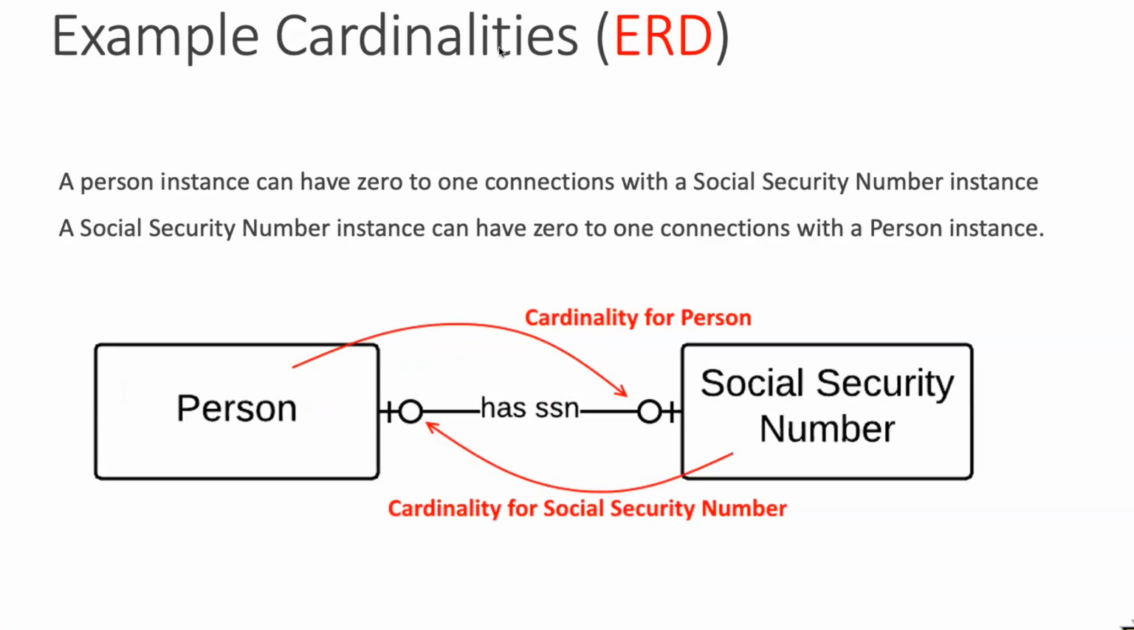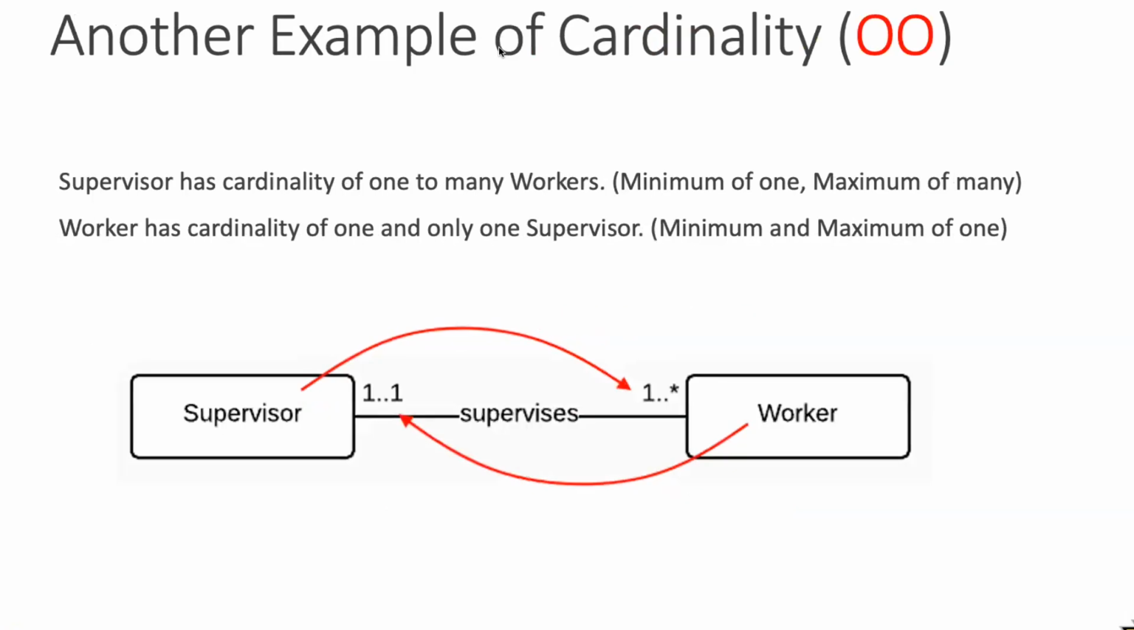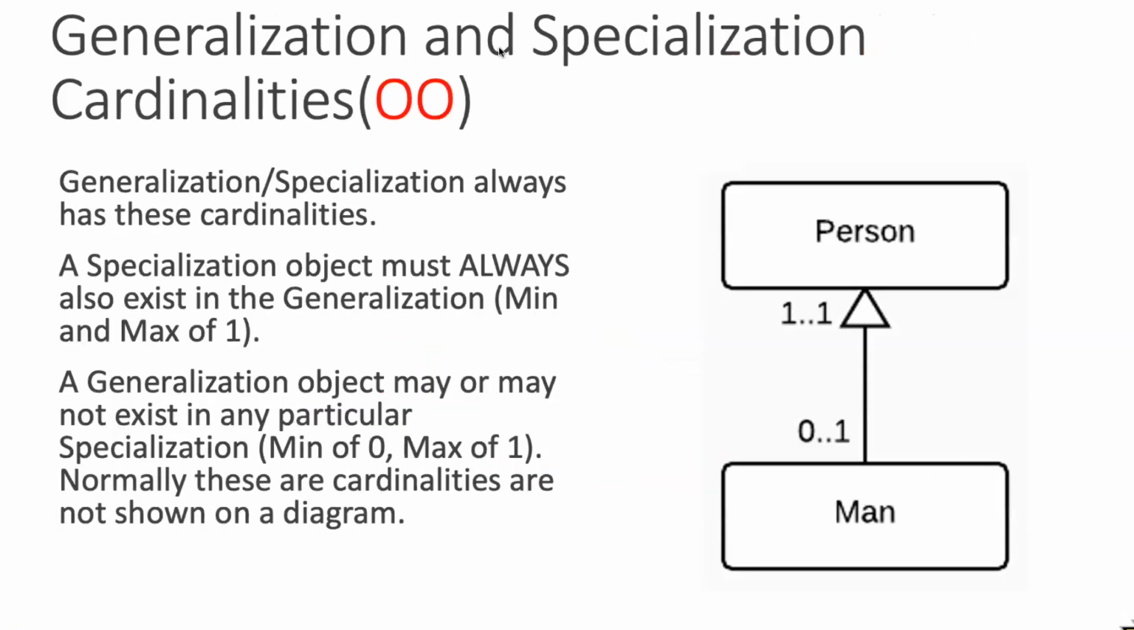And for the ERDs, instead of 0 or 1, we can use this line and circle. Here, in this example, a supervisor can supervise at least one worker or many workers, so we show that as one to many, supervised by just one and only one. And we mentioned again in the class, this is for one specific organization. There might be another organization where one worker can be supervised by more than one supervisor. So in that case, you also have to use the one to many here as well. Again, based on different organizations, it could be different.